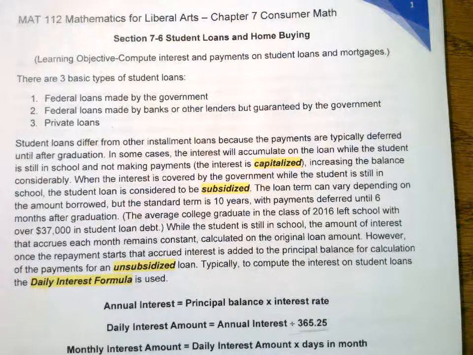Chapter 7, Section 6, Student Loans and Home Buying. We're going to compute interest and payments on student loans and mortgages.